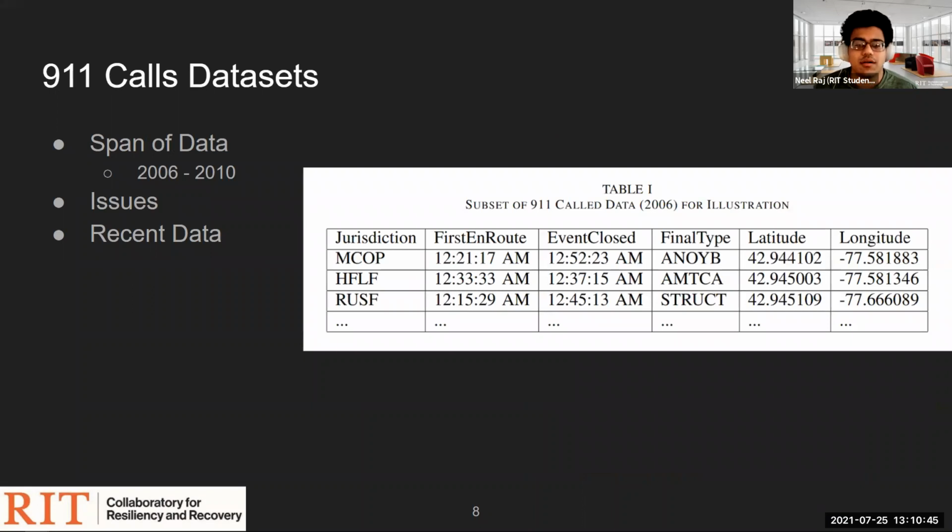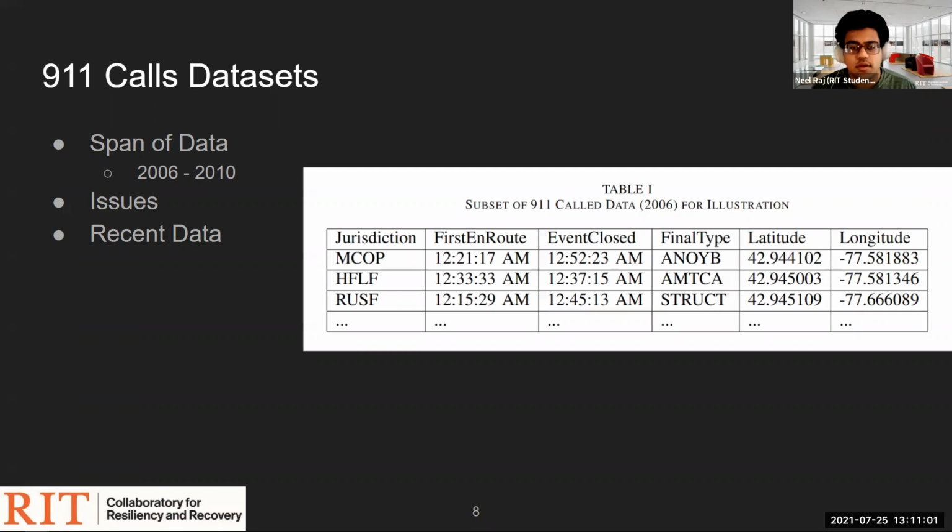The 911 call data sets. Now, the span of the data that we have runs from 2006 to 2010, meaning that we're only dealing with historical data, which allows us to determine trends to use later for other analyses.